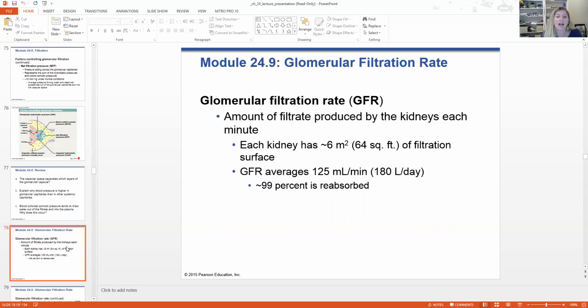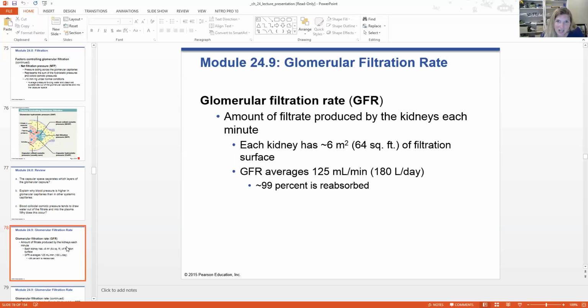Each kidney has a huge amount of filtration surface, right? Over 64 square feet, you don't have to know that number, of filtration surface in this little tiny kidney. So on average, we're around 125 milliliters per minute, which is around 180 liters per day. Remember how I said if you were to not reabsorb anything after the glomerular filtration, how much you would have to pee? I think I said 8 liters. I was way off. 180 liters. I knew it was something astronomical.